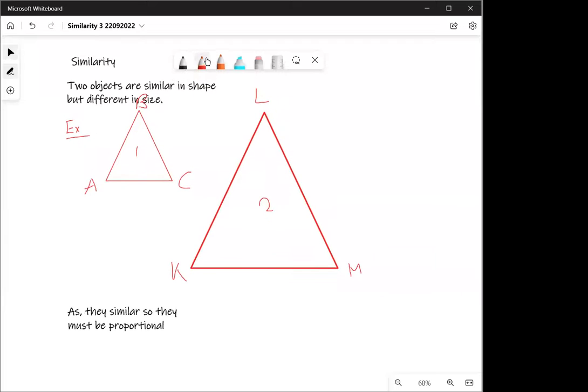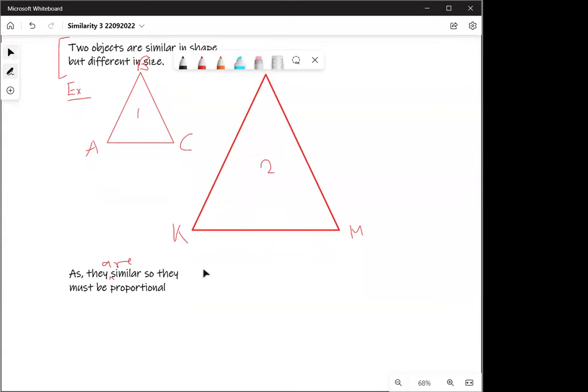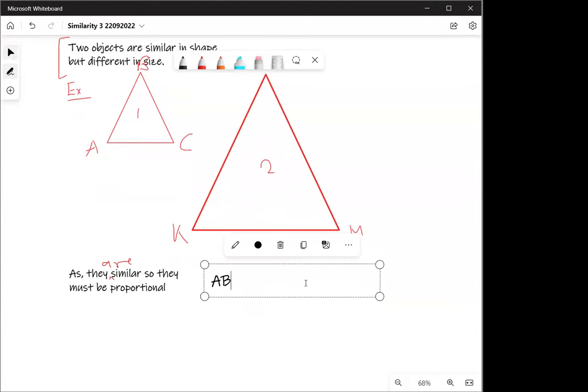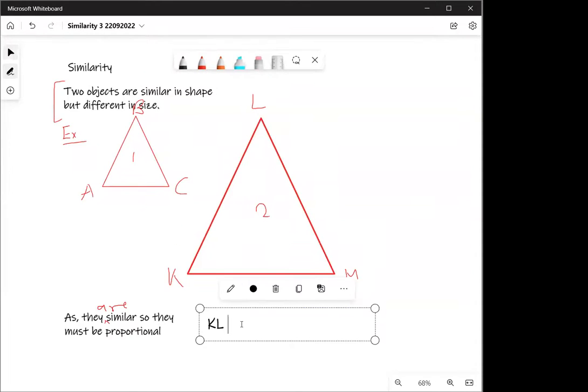Zahra, read this from here. Two objects are similar in shape but different in size. Now this one. As the similars, they must be proportional. Okay, they are similar. Okay, fine. So what does this even mean? What this means is that if I have side KL, that must be equal to K times AB.